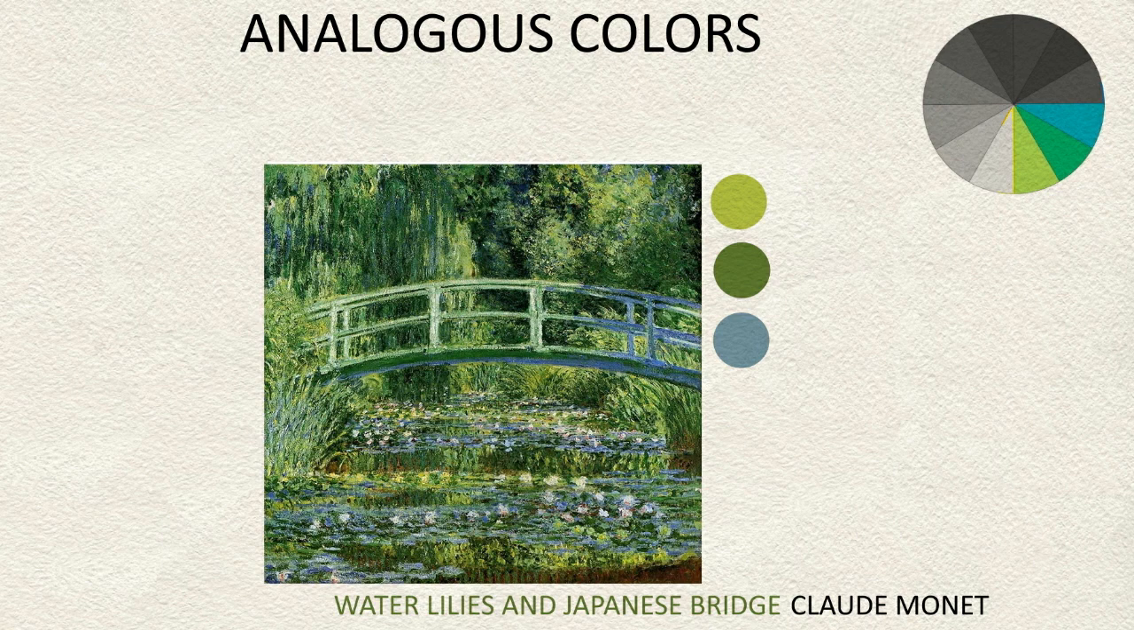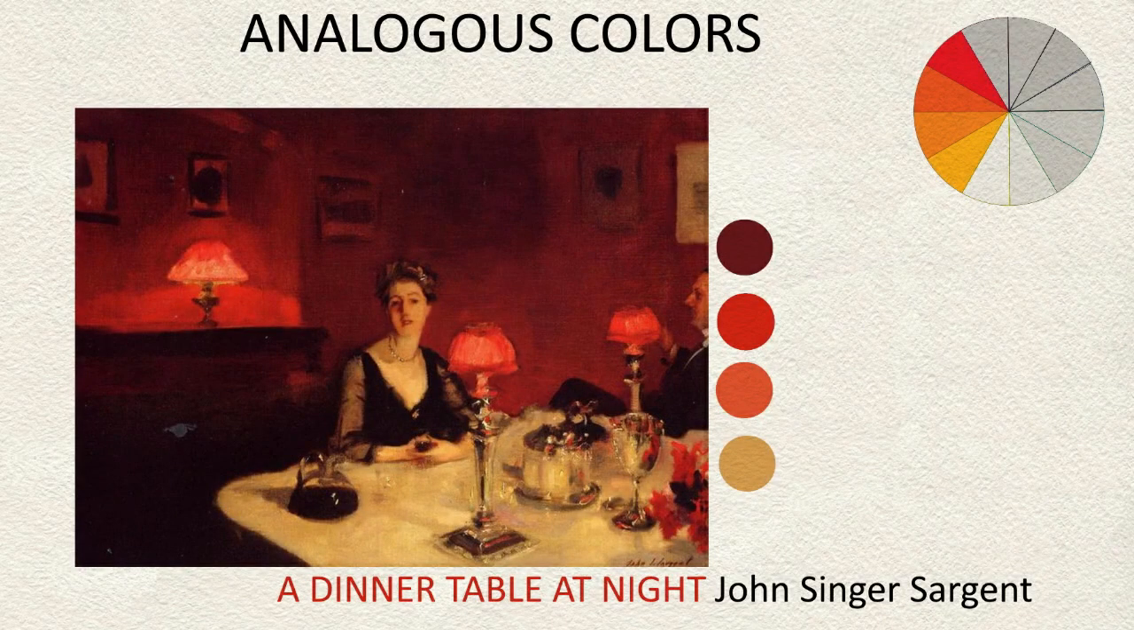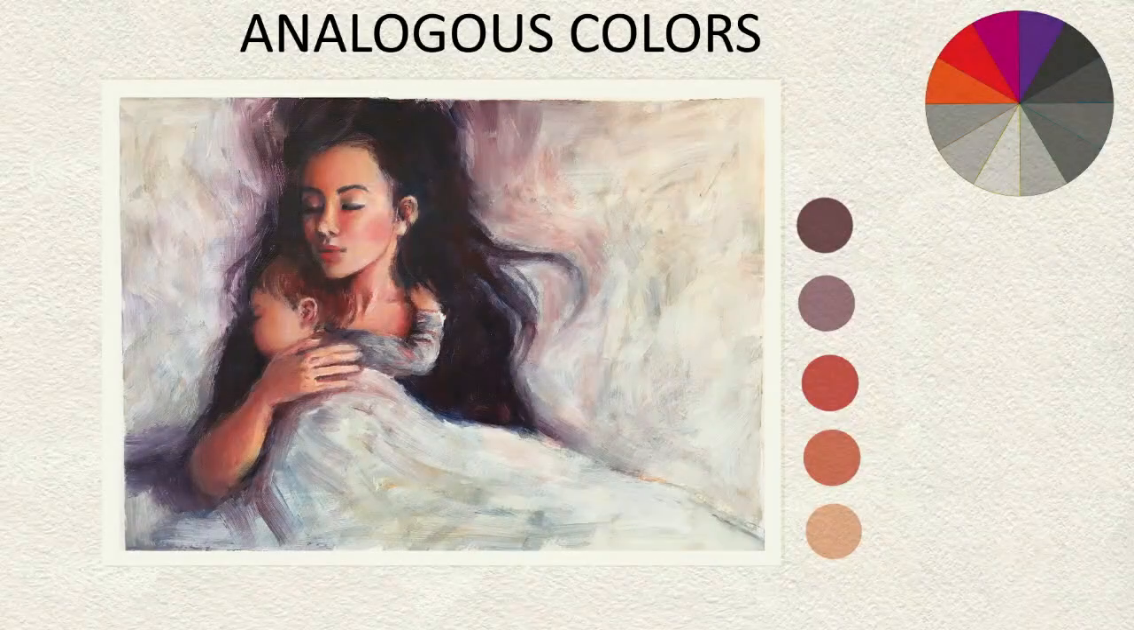Claude Monet uses greens and blues for this peaceful painting of water lilies and a Japanese bridge. Here's a painting by Sargent that uses reds and oranges to create a warm and cozy dinner scene. Here's one of my paintings. The orangey reds and purples, which are neighbors on the color wheel, help contribute to the soothing, sleepy feel.